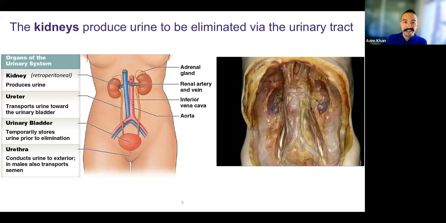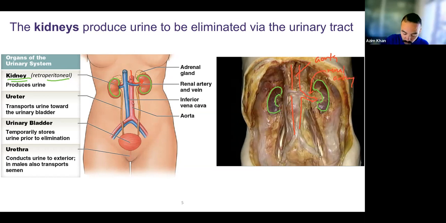There's a nice limited set of organs here in the urinary tract, in the urinary system. We can see that kidneys are the start of it. Kidneys are a retroperitoneal organ. They're the ones that produce urine. They do that by taking blood that's coming into the kidney. You can see the aorta here. And the aorta branches to a renal artery. So we're delivering blood to the kidneys.